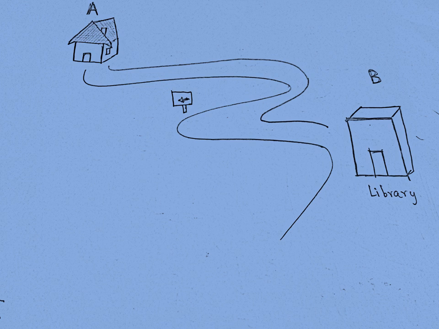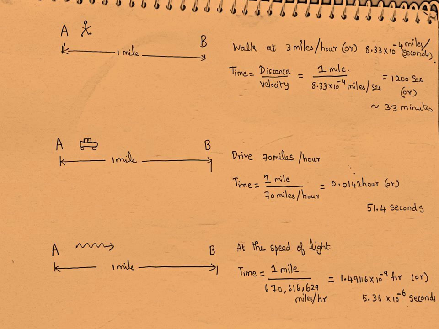In the first case, we are traveling from A to B walking at 3 miles per hour, and in the second case, we choose to travel by car. The car travels at 70 miles per hour. In the third case, we are riding alongside a light beam, and the photon originates from your house and reaches the library at B, and we are calculating the time. We will be considering the cases individually and will find the time.